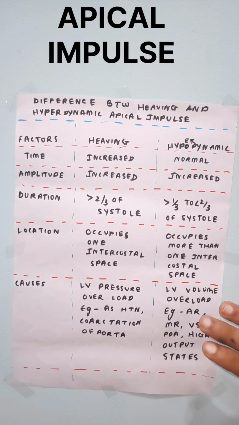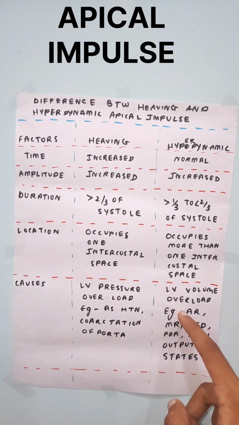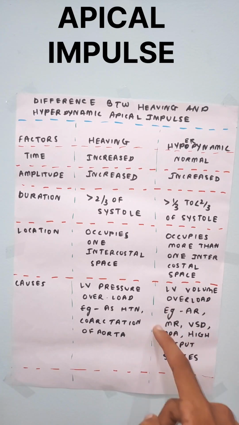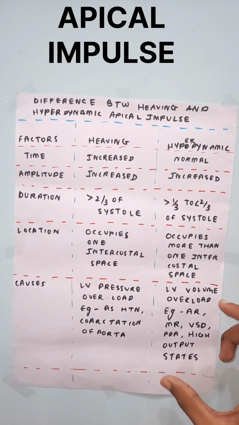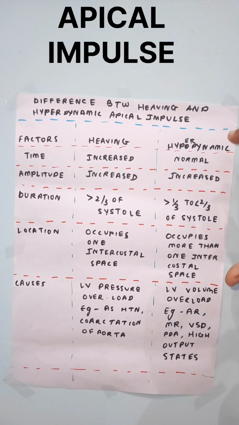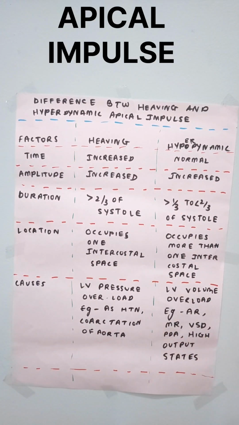and this is basically seen in regurgitation. Because of the regurgitation, there is dilation of the heart chamber. So it is seen in aortic regurgitation, mitral regurgitation, VSD, ventricular septal defect, PDA, patent ductus arteriosus, and high output states like anemia and thyrotoxicosis. So basically this is hyperdynamic apical impulse. So these are the differences between heaving and hyperdynamic apical impulse. Thank you.